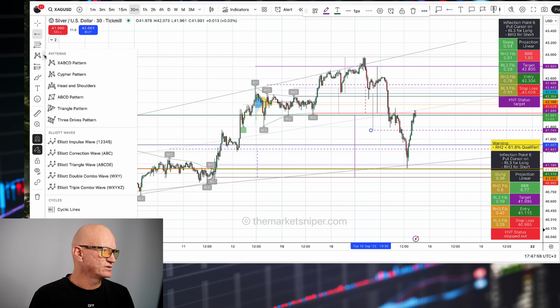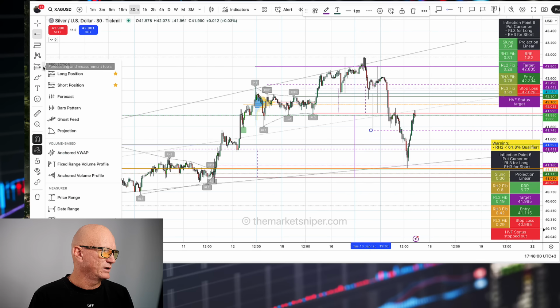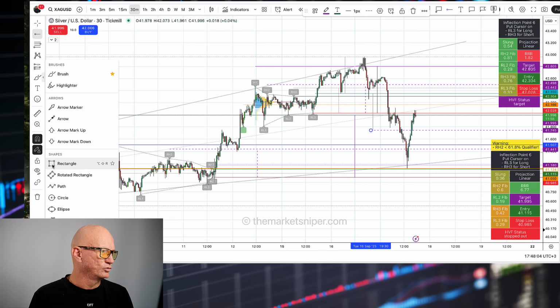Let's put the boxes on there. Where do we get them from? Draw tools. So there you are. Let's take the magnet off. You're in long there, and you're out there on a closed target.